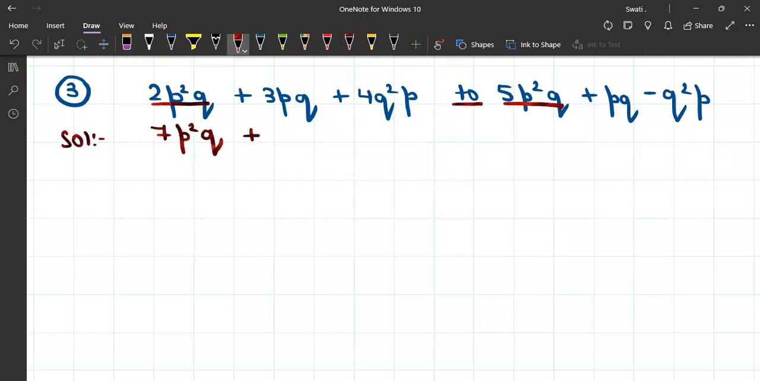Next is 3pq plus pq. Remember here this pq has no number, that means there is a hidden 1, right? So here what will get added? 3 and 1. 3 plus 1 is 4, and then pq as it is. Now this is also done. Next, we have 4q square p and minus q square p. Again, here if it is nothing, it is 1 only. So 4 minus 1 is 3. So plus 3q square p. You can see we are done with everything.